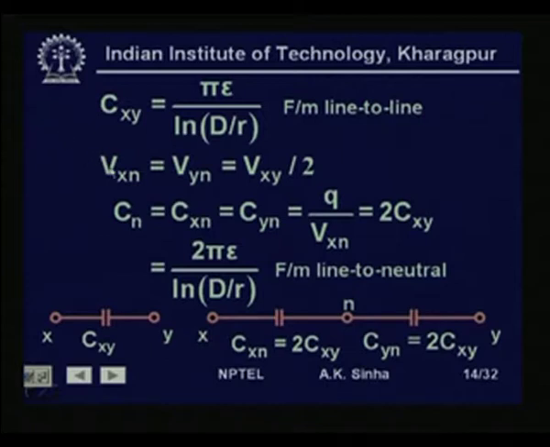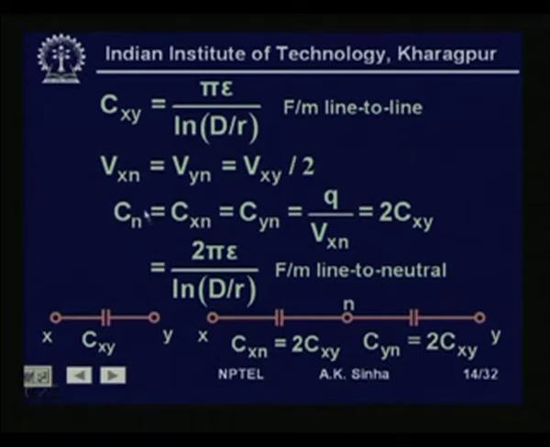Therefore, we can find out the voltage to the neutral as Vxn is equal to Vyn is equal to Vxy divided by 2. This will be half the voltage, because the voltage of one conductor is positive, another conductor is negative. So, the 0 potential line will be in between at the half. So, Vxn is equal to Vyn is equal to Vxy divided by 2.